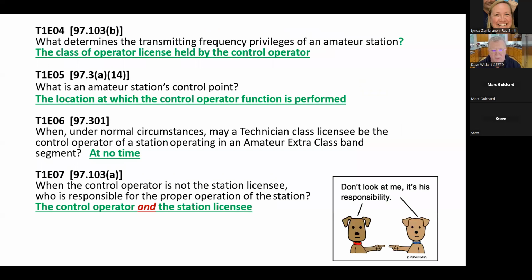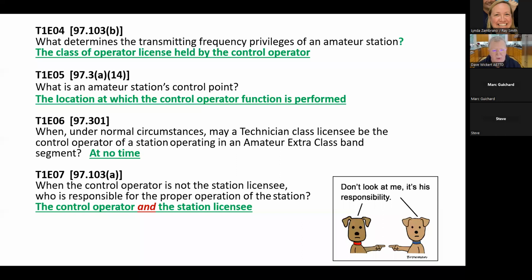What determines the frequency privileges of an amateur station? It's the control operator. It's the person who is actually pushing the transmitter, the person that's actually controlling the station. Those are the frequency privileges that they're allowed to use. And what's an amateur station control point? It's where the control operator is.